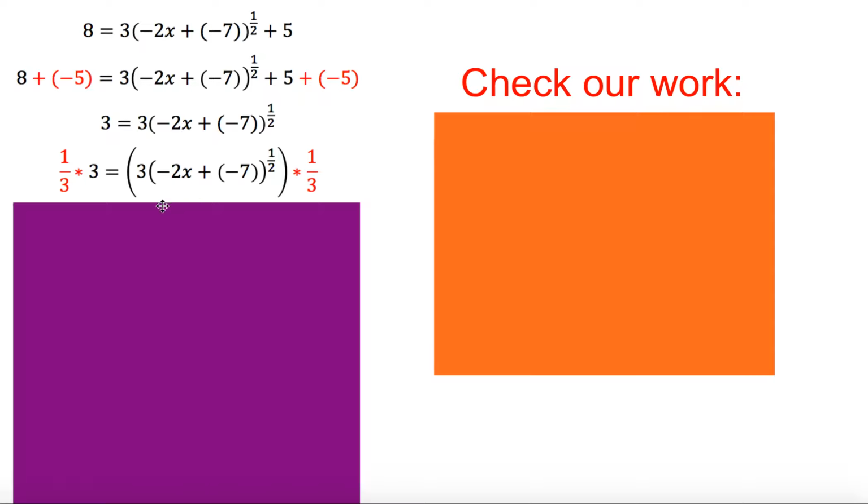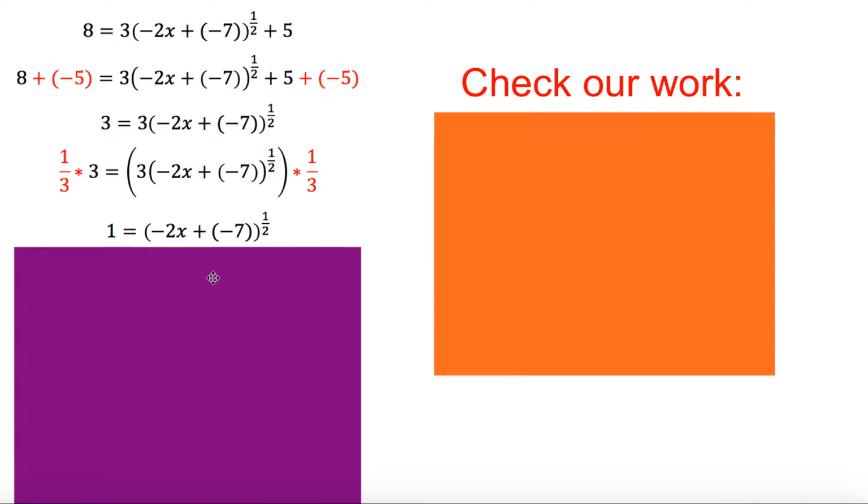Any quantity times the identity will remain the same. So on our left hand side, we're just going to have the quantity of negative 2x plus negative 7 to the 1/2 power, and 1/3 times 3 is equal to 1. So now we have something here raised to the 1/2 power. Well, we need to do the opposite. So we need to raise it to the power of 2.